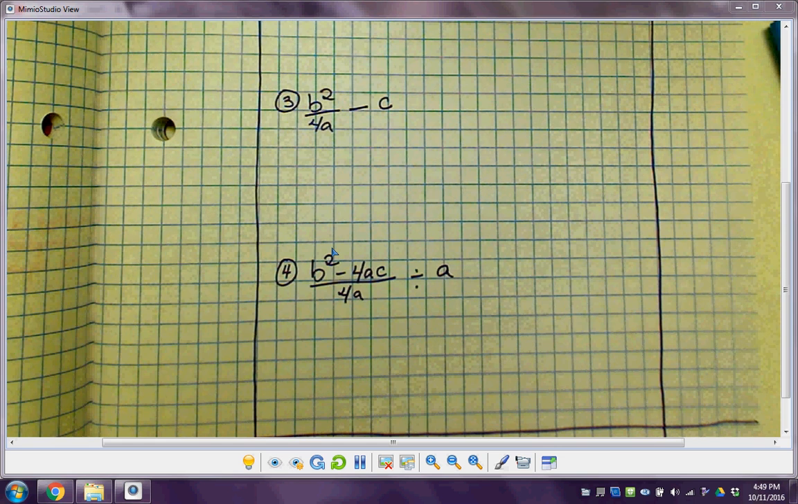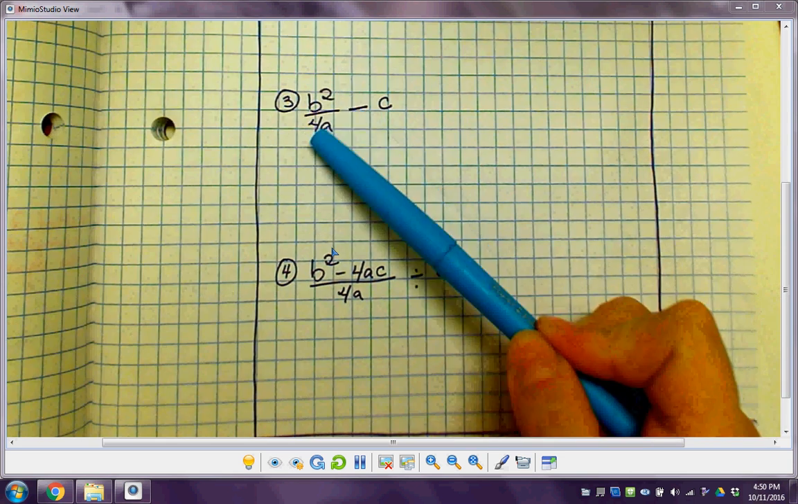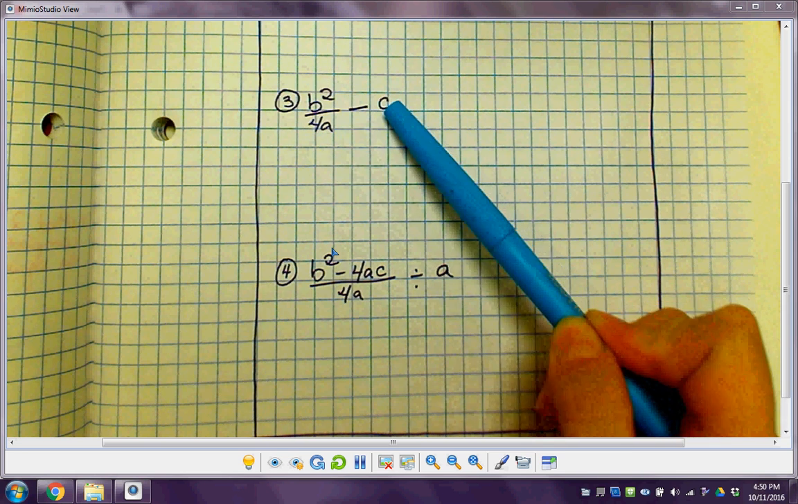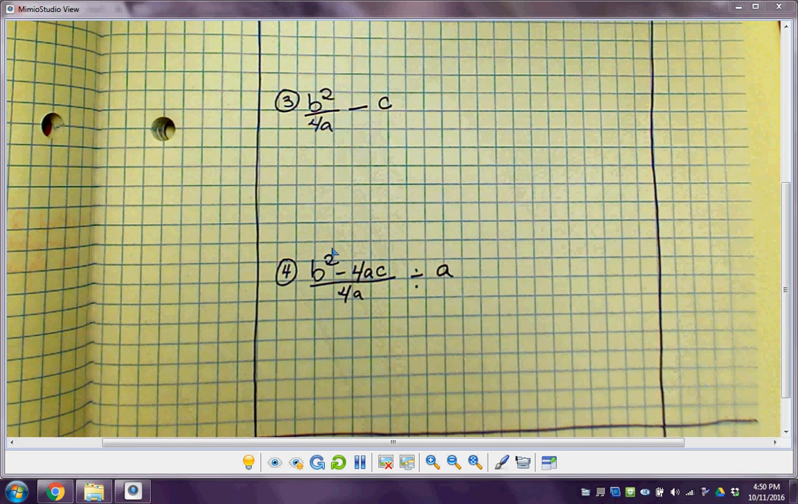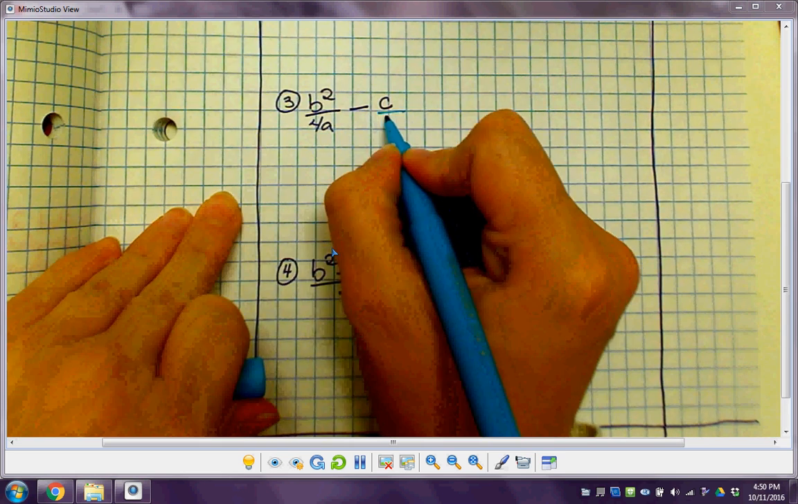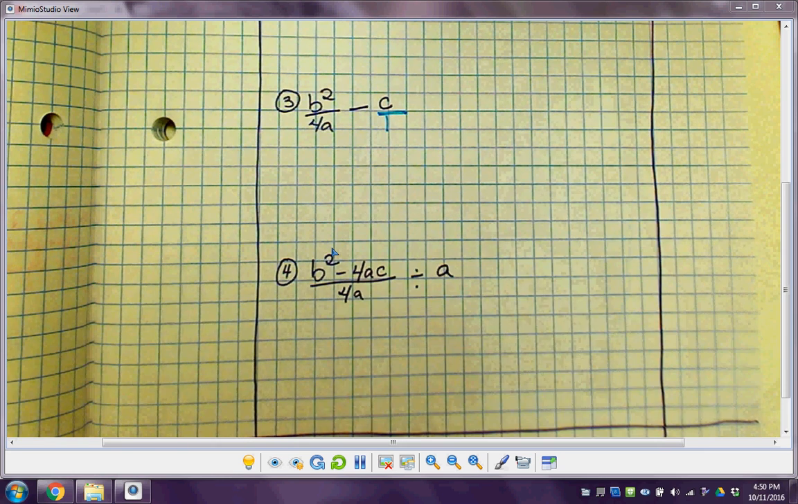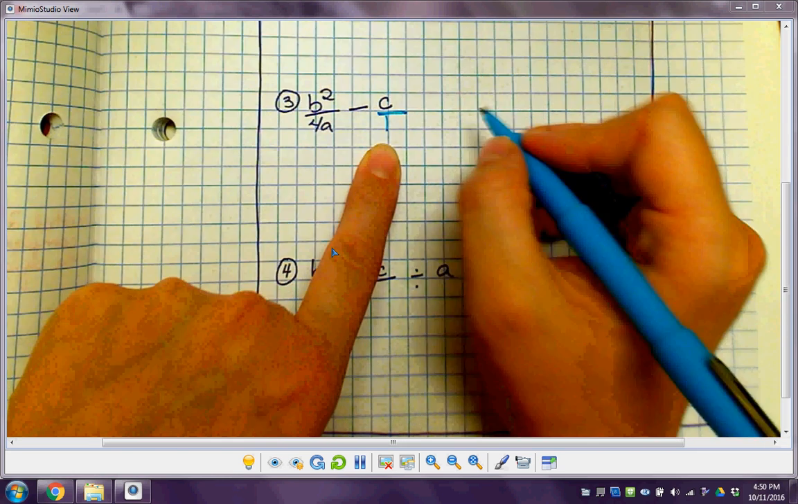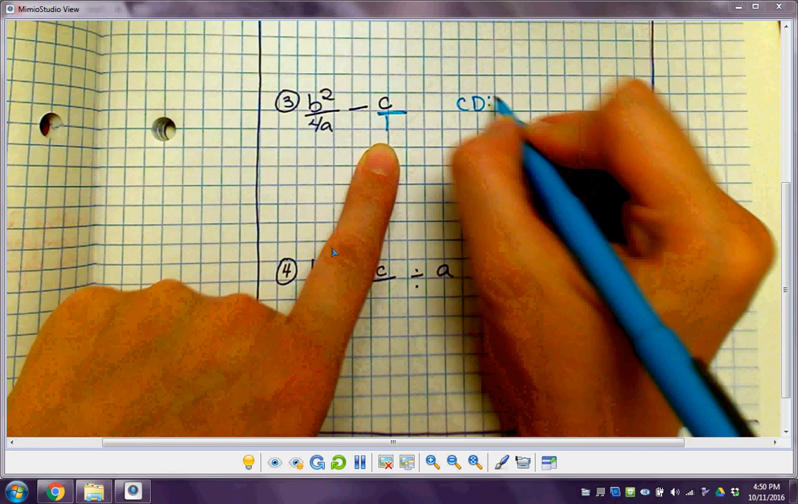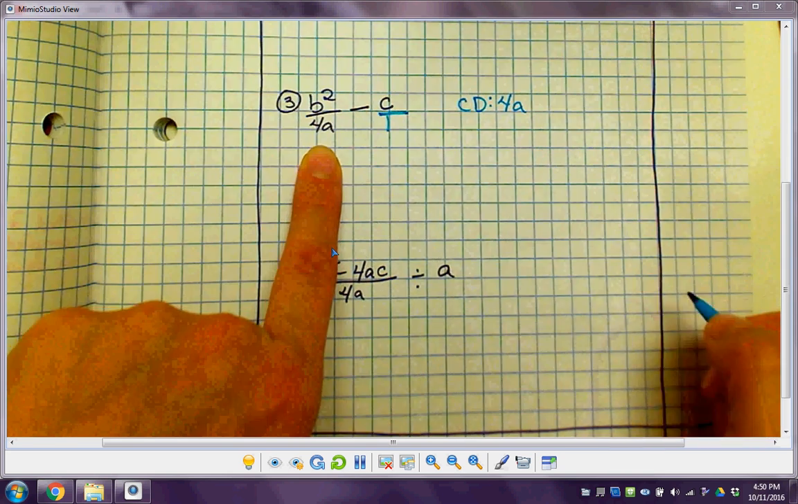All right, two last problems here. b squared over 4a minus c. So in this case, I'm subtracting fractions. And if you remember, to subtract or add fractions, we've got to have a common denominator. So the common denominator is going to be 4a.